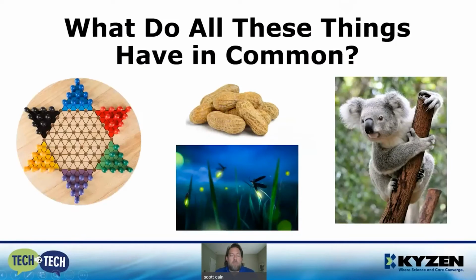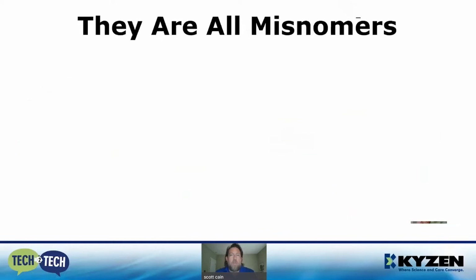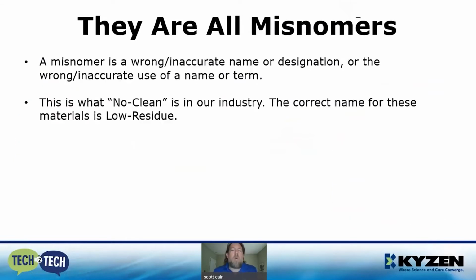So first off, what do all of these things have in common? Chinese checkers, lightning bugs or fireflies, depending on where you're from, some peanuts and a koala bear. Well, stick around to the end and we'll tell you why all of these things are misnomers. A misnomer is a wrong or inaccurate name or designation, or maybe the wrong way to use that name or designation. And that's really what no clean is in our industry.